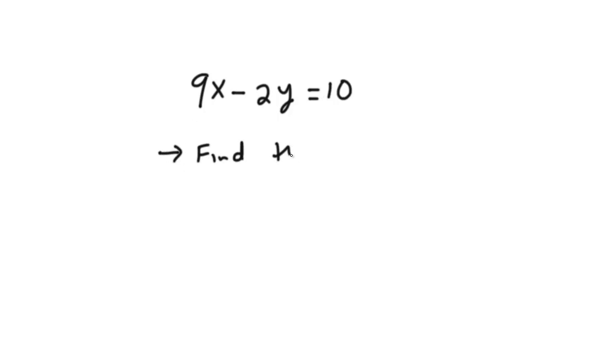Alright, let's take a look at a different problem. Let's say I have 9x minus 2y and it's equal to 10. Okay. And from here I want to find the slope and the y-intercept. Okay, and now we don't have a graph to look at like before. We only have this equation here, 9x minus 2y equals 10.